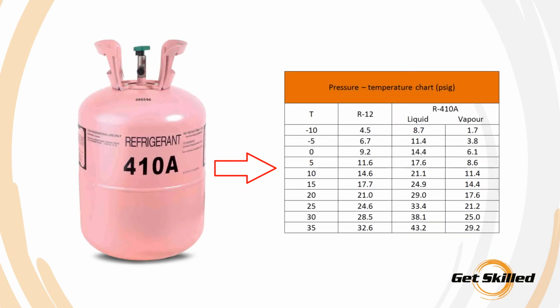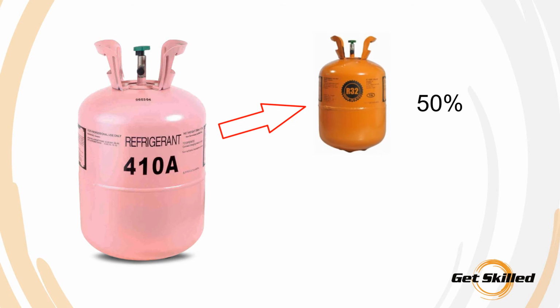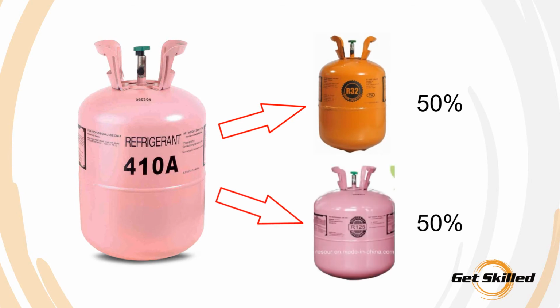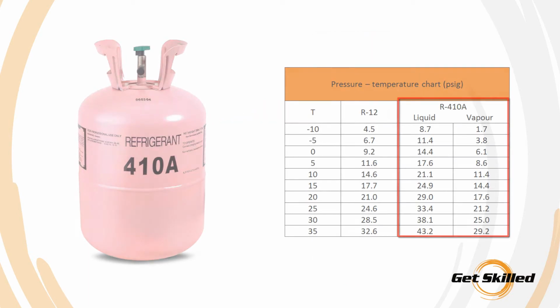R410A is an example of this. It is made up of 50% HFC32 and 50% HFC125, which have different boiling and condensing points.